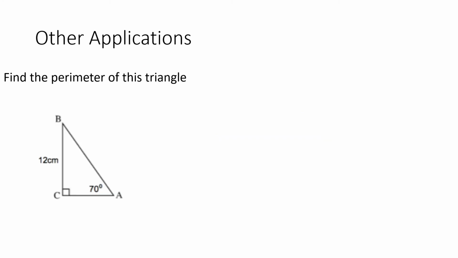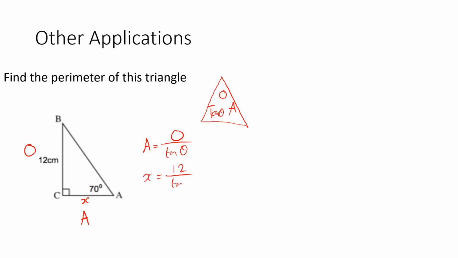Another application we can do here is we can find the perimeter of a right angled triangle. Let's label up our sides. We've got the opposite, and we don't know which side we want to do. Let's work out this one here first. Let's call that the adjacent. Then we can use the TOA triangle. So if we want to find the adjacent, that's going to be equal to the opposite divided by tan theta. That's going to be x is 12 over tan 70, which would give us 4.37 centimeters.